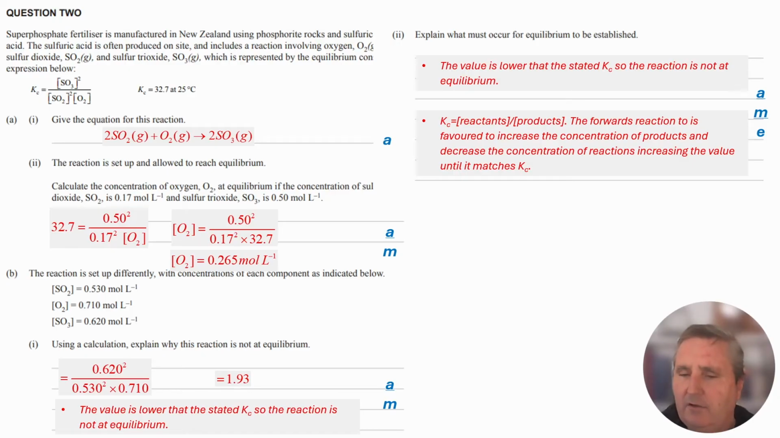So for the excellence question, the points are really going to come from, okay, were you able to say that the forward reaction is favored? Yep. Okay, we'll give you an achieve. Can you say that by favoring the forward reaction, it would produce more products and less reactants? Merit. Can you say that because of that, it will increase the value and it will be closer to Kc? That's the excellence.